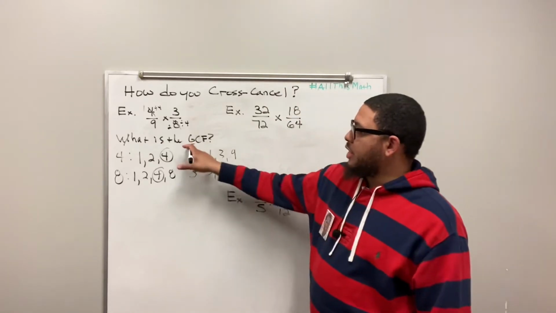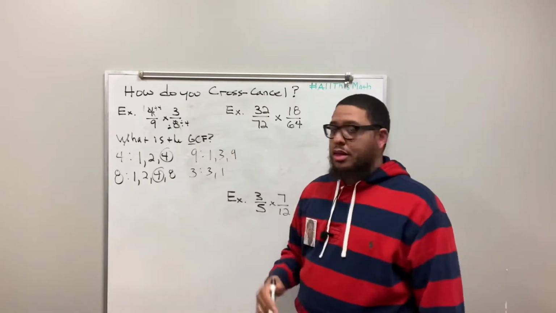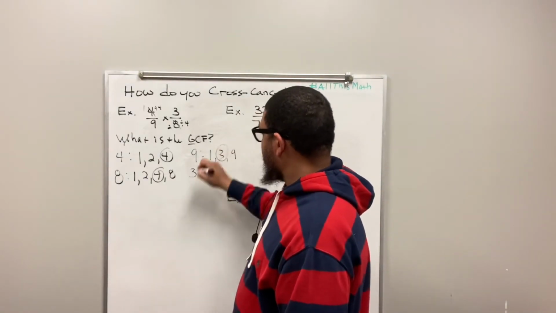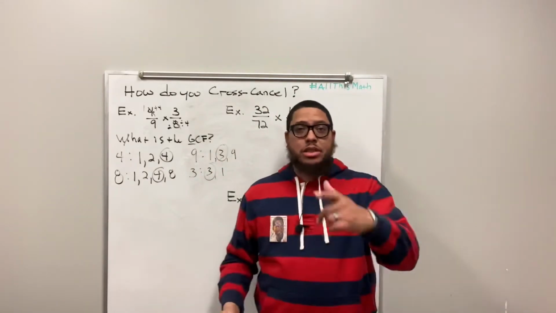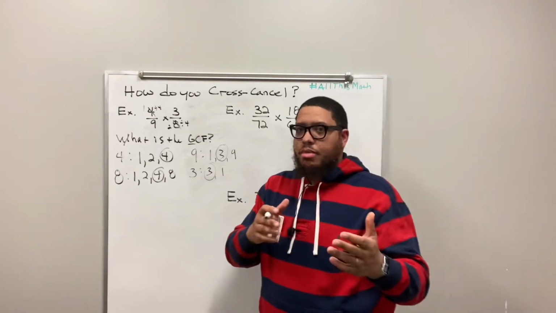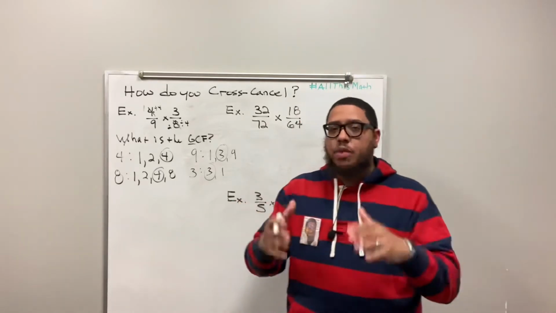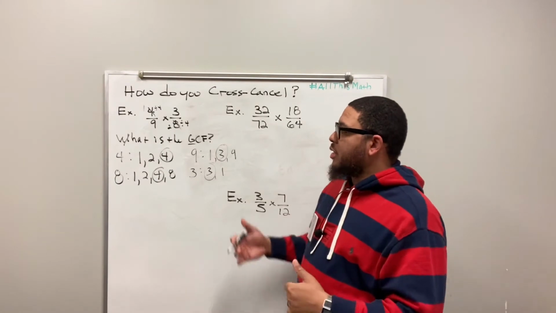Now we're looking for the GCF again. What's the biggest number that's in both lists? The biggest number that's in both lists is 3. Now notice that 1 is in both lists, but 1 is not the biggest number. Plus, if 1 is your greatest common factor, then that means you can't cross cancel, basically. If 1 is your GCF, that means you can't cross cancel, because what you end up doing is dividing by 1.